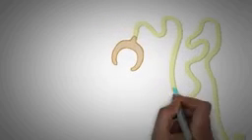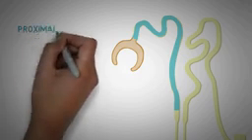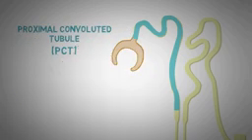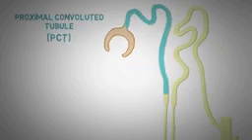The first part of the tubule is known as the proximal convoluted tubule. Proximal because it is close to the Bowman's capsule, and convoluted meaning it is a highly folded structure that helps to increase the overall length of the tubule in a small space. The proximal tubule is located in the cortex of the kidney.